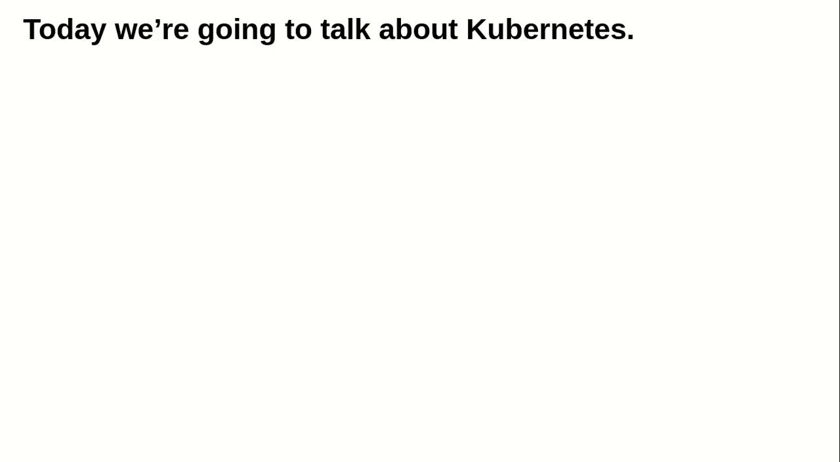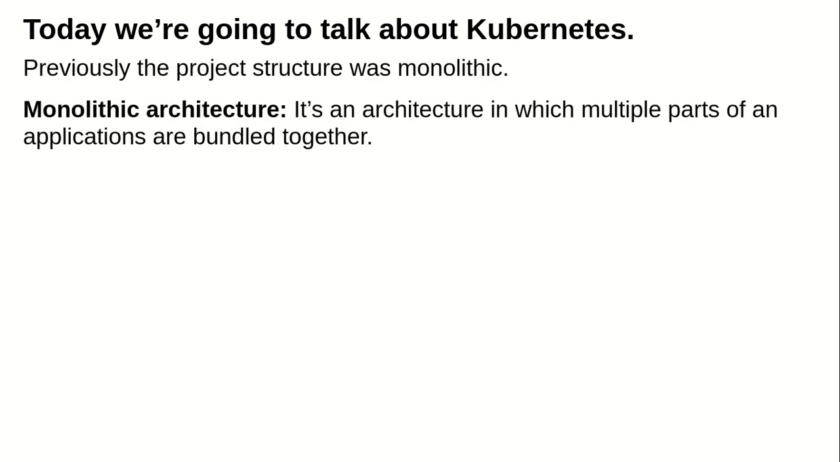So in this video I am going to talk about Kubernetes. Previously the project structure was monolithic. Alright, so monolithic is an architecture in which multiple parts of an application are bundled together or combined together.